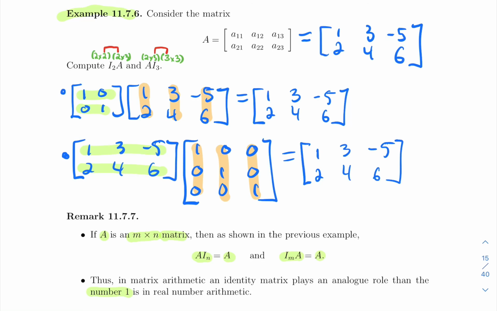But that's it for identity matrices, but remember them, they're going to come back in the near future. Bye.